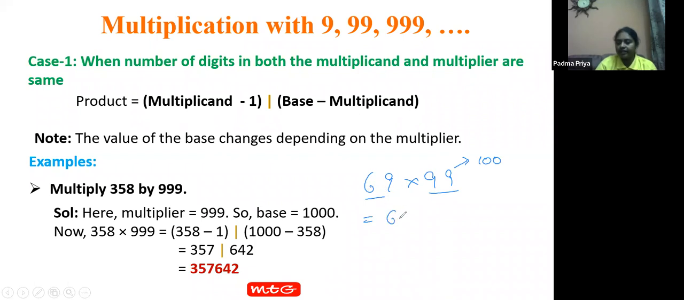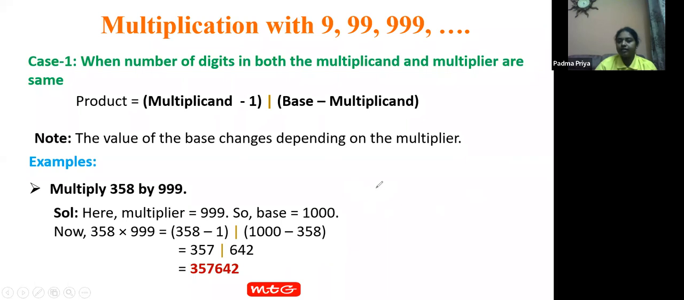69 minus 1, 68. My left part has come. And my right part, what is the base? 100 minus the multiplicand, which is 69. So 68 is my left part, clear. And my right part, what will I do? All from 9, last from 10. 9 minus 6, 3. 10 minus 9, 1. Now tell me, how much time did you need to take for this type of question? Less than 10 seconds at the most. Ma'am, 10 to 15 seconds.